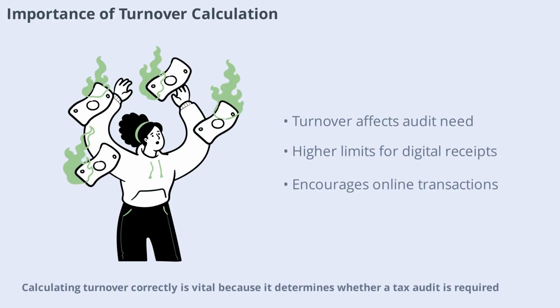Calculating turnover correctly is vital because it determines whether a tax audit is required, and if the taxpayer can opt for the presumptive taxation scheme under Section 44AD. If turnover exceeds the specified limits, a tax audit becomes mandatory. The Union Budget for FY 2024-25 has increased the turnover limit to Rs. 3 crore, provided 95% of receipts are through online modes. This change aims to encourage digital transactions and simplify compliance.